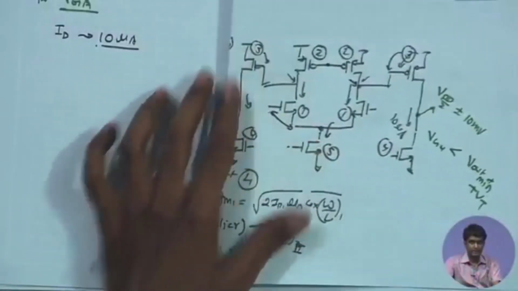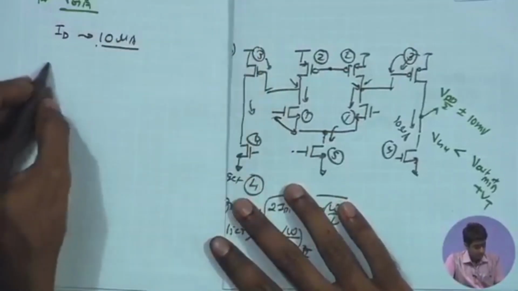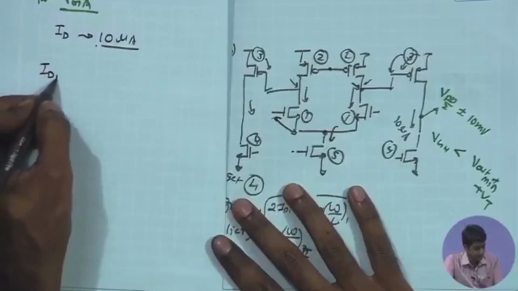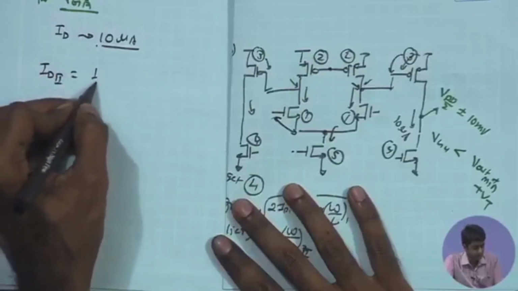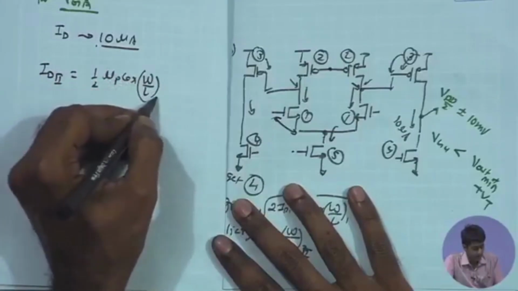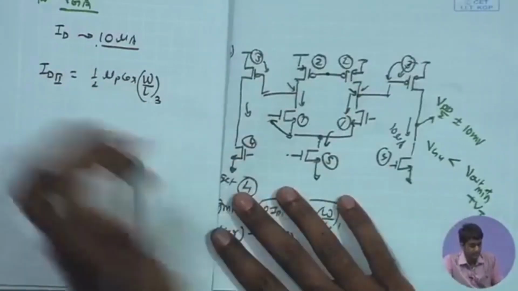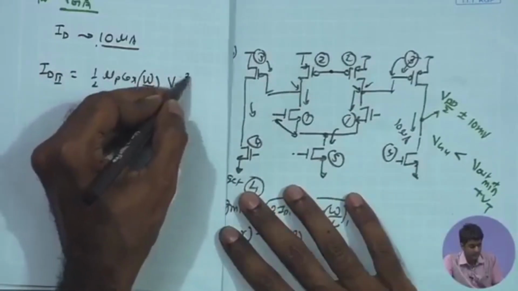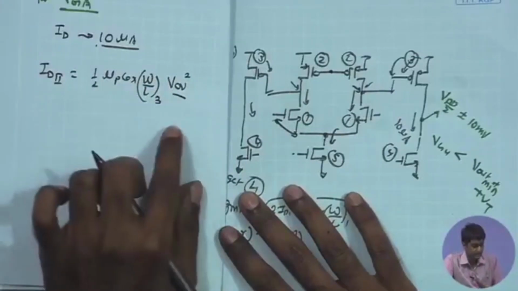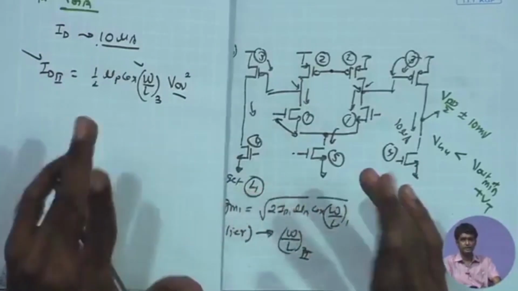Keeping the amplifier circuit side by side, let us look at the V overdrive of M3 and M4, both of them. I can write down ID of the second stage is equal to 1 upon 2 mu P COX W by L3 times V overdrive square, which is VSG minus mod VT. I want to minimize this, and therefore I have two options: either I reduce this, or I increase this, or I can take the combination of both.